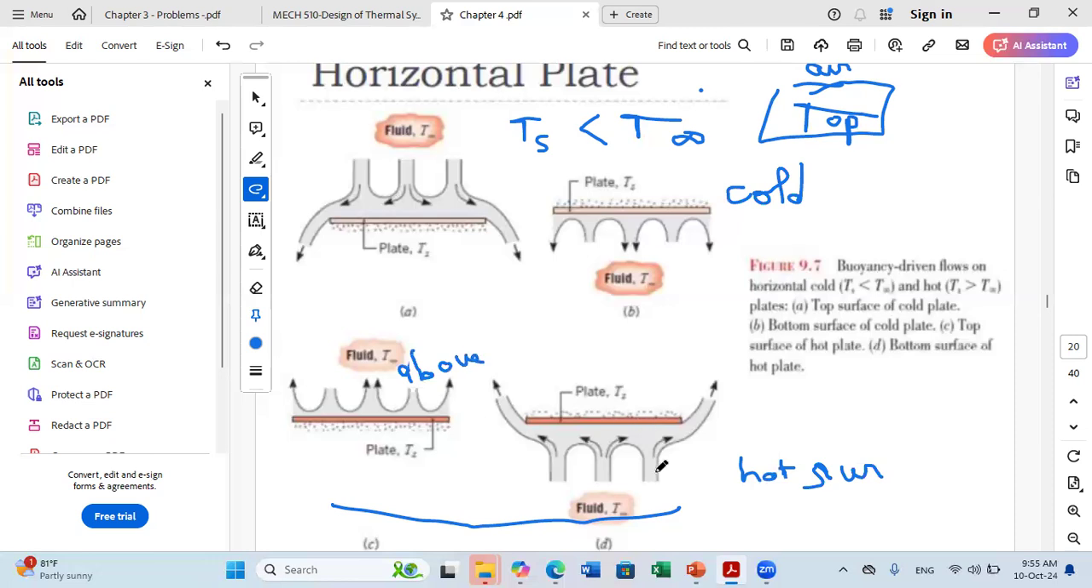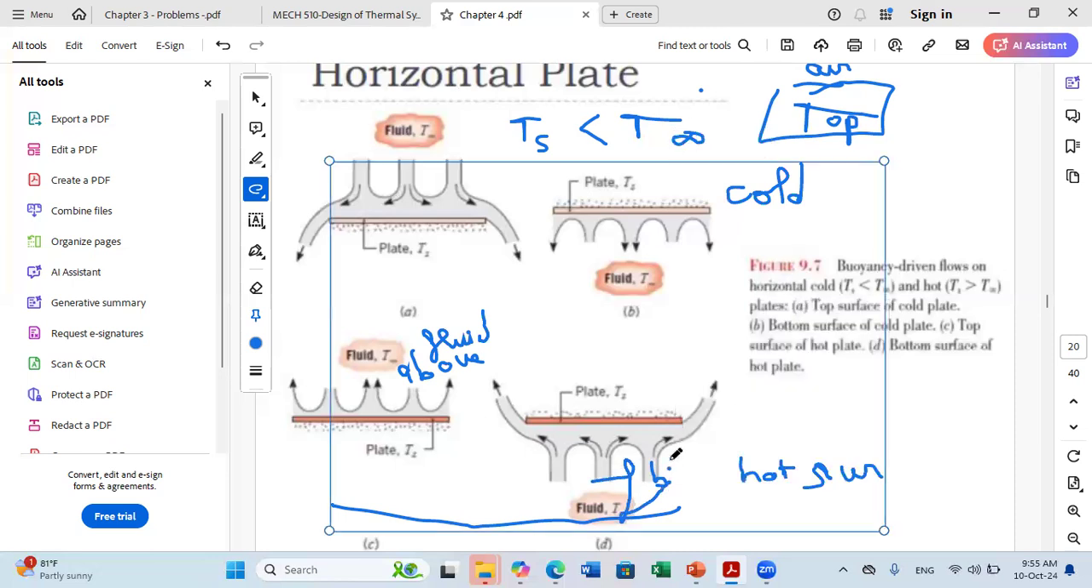And here you have the fluid. The fluid here is above. Okay. And here the fluid is below. Fluid is below. Okay. Here in the names, instead of talking about the fluid, they talked about the surface. So when the fluid is above the surface, we can say that the top surface is exposed to the fluid. So C is top surface of hot plate.